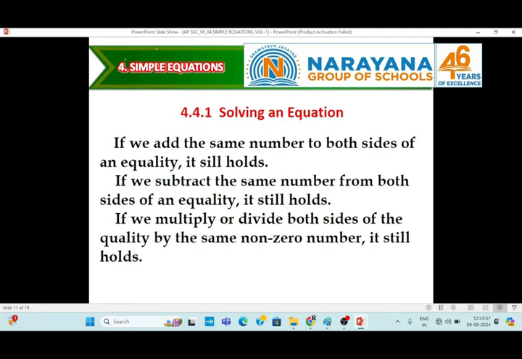For example, whenever we are trying to solve, if we add the same number to both sides of an equality, it still holds. So whenever you add the same number to the given equation, from LHS to RHS, either side, the previous equality never changes. It still holds, that is the meaning. If we subtract the same number from both sides of an equality, it still holds the same equality. Equality never changes. If we multiply or divide both sides of the equality by the same non-zero number, again it still holds.